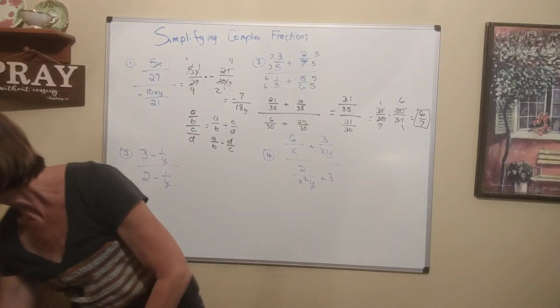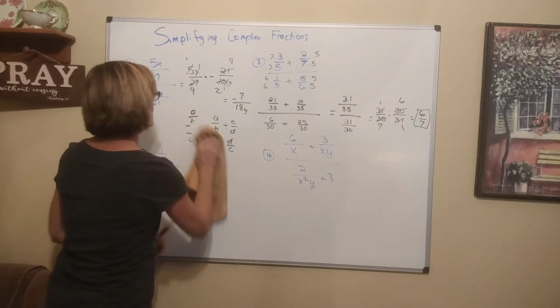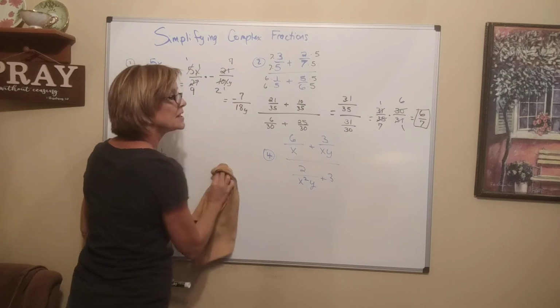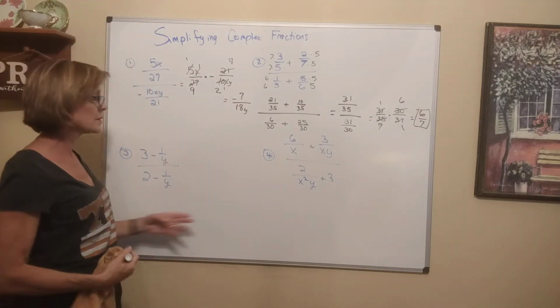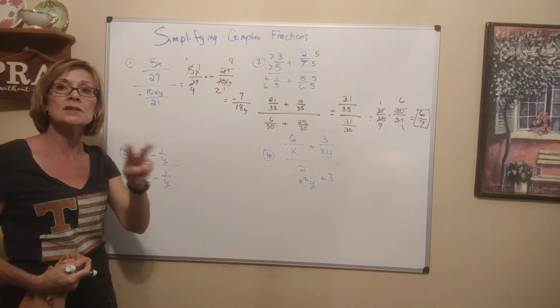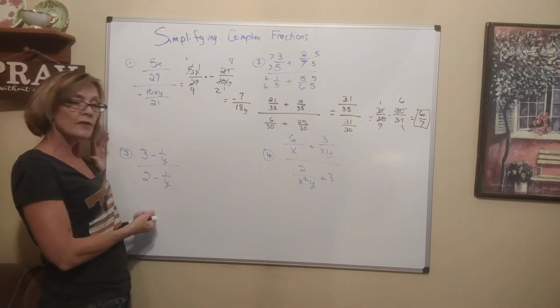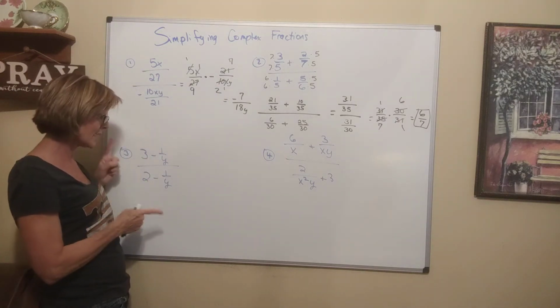Let's do a couple more. Let's look at number 3. Here is a different method. I'm going to choose to do number 3 and number 4 differently than I did number 2. This is the second option that you have when you have a complex fraction that is not nice and tight.